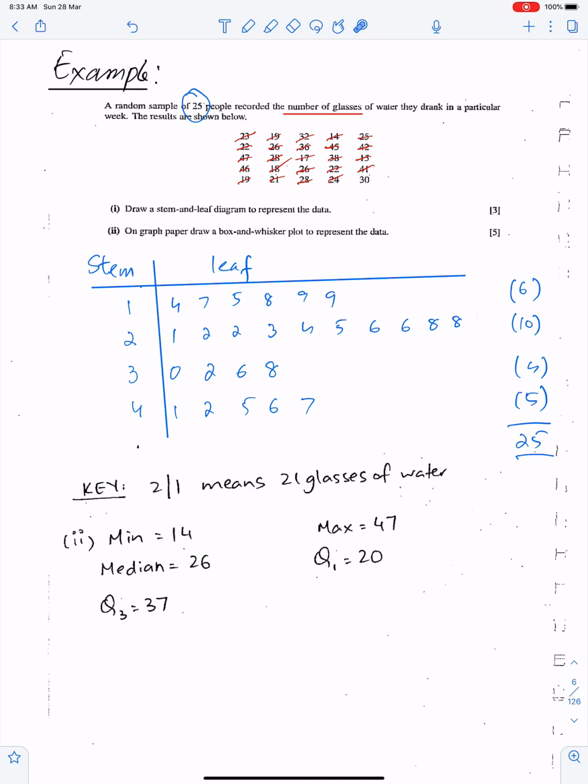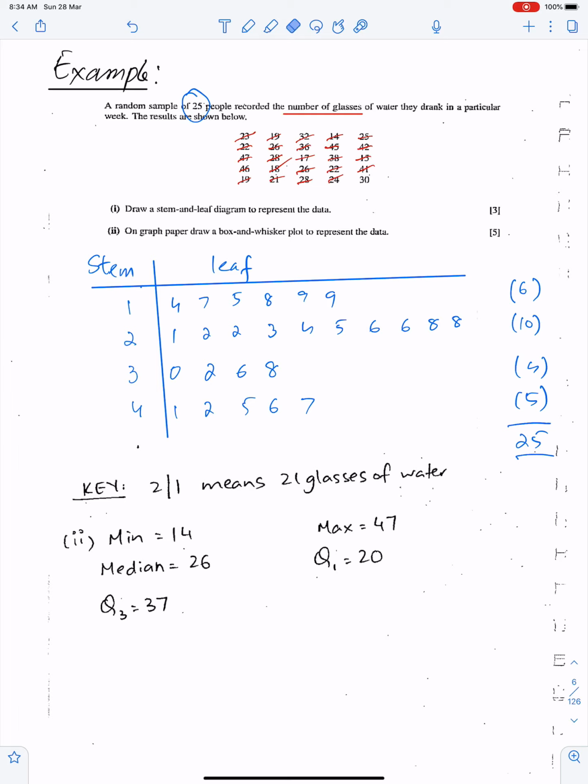Now the second part is on graph paper: draw a box and whisker plot to represent the data. For that we must have 5 important pieces of information: minimum observation, maximum observation, median, Q1, Q3. I already discussed how to get median and quartiles in my first lecture of this chapter, representation of data.